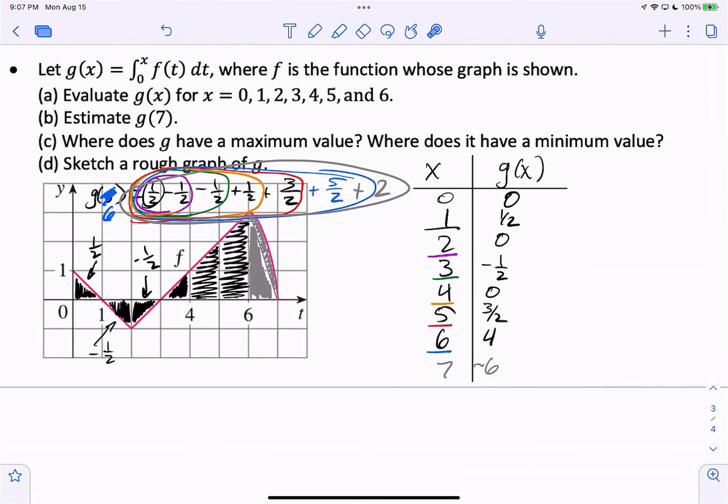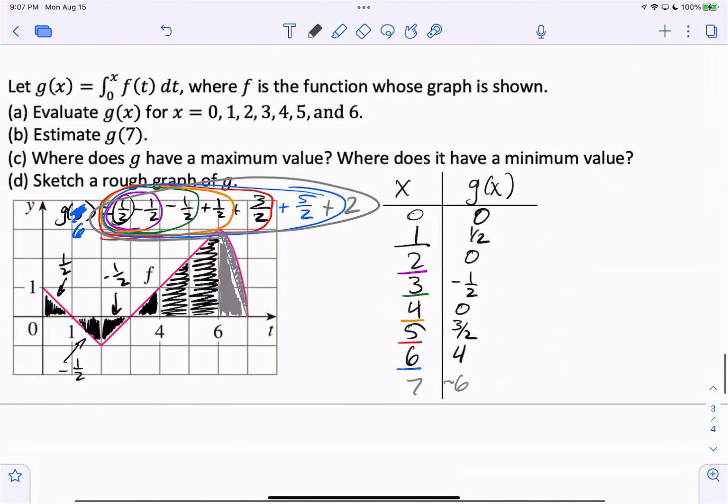Where does g have a minimum value? I'm going to look at all of these outputs, and it looks like negative 1/2 is the smallest number. That occurs when x is 3. So g has a minimum value at x equals 3. You can see that's where f has been as negative as it's going to be, and everything after that is positive. I misread that, so I'm answering minimum value there.